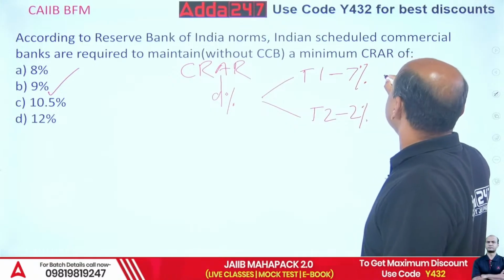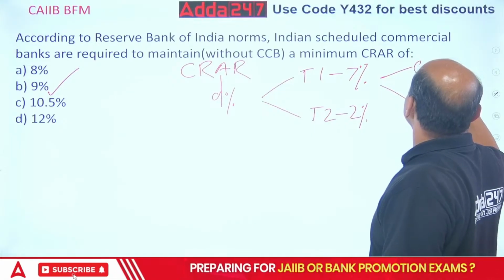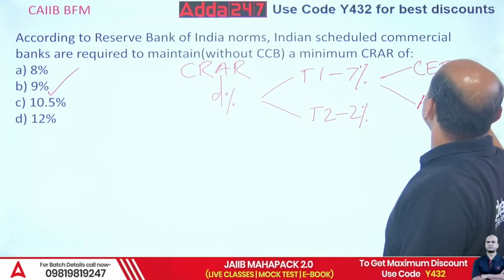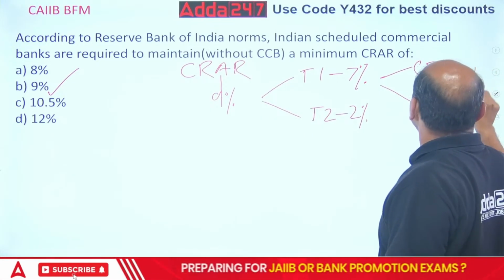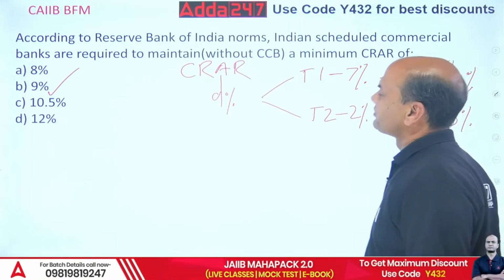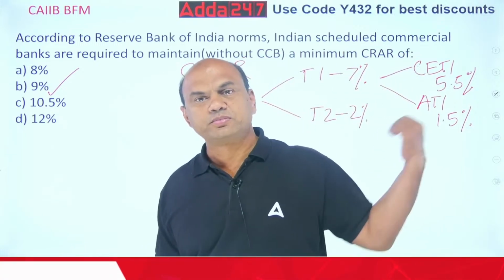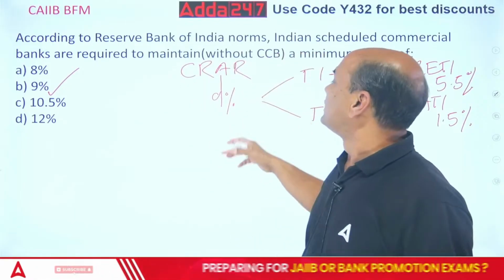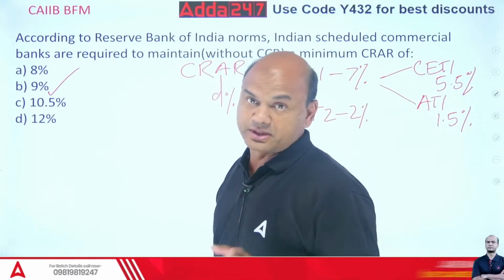So now this tier 1 can be broken into two parts. CET1 and AT1, additional tier 1. CET1 is 5.5% and AT1 is 1.5%. So now you do the total. 5.5 plus 1.5, 7. 7 plus 2, 9. Okay. Now this 9% is my CRAR without CCB.